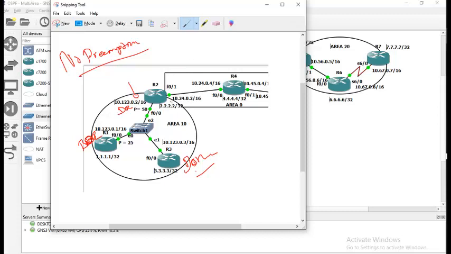That's why I started from R2. If I start configuring from R1, I finish configuring R1, and I slowly go to other routers and start configuring. By the time, R1 will declare itself as DR, that I don't want. So I started configuring R2.